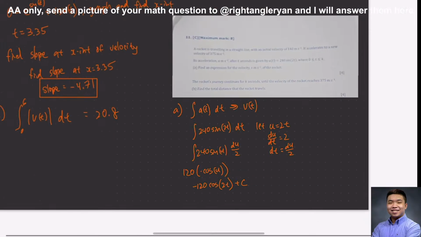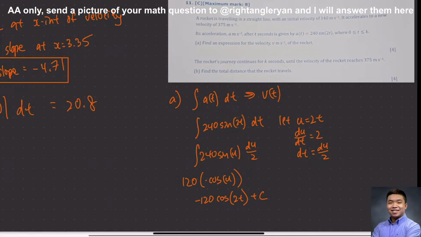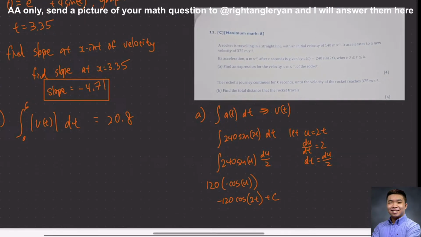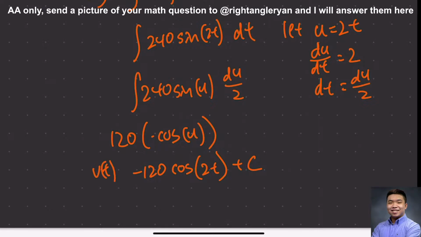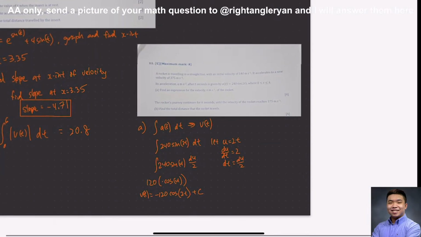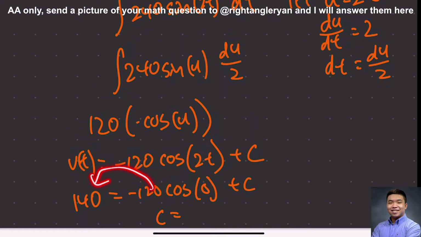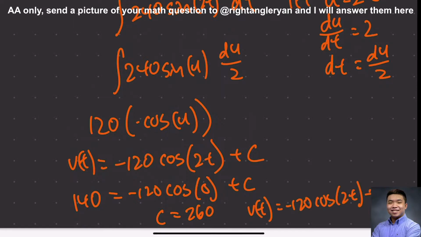And then remember to plus c. Now, we cannot leave our answer with a plus c because they gave us an initial velocity of 140, right? So that means when time is 0, we will have, so this is v(t), right? So when time is 0, we have the velocity of 140, meaning we have to put 140 here, negative 120 cosine 0 plus c to find the c. Cosine 0 is just 1. So 1 times negative 120 is negative 120, and then move it to this side, so it's positive 260. Therefore, we know v(t) is negative 120 cosine 2t plus 260.